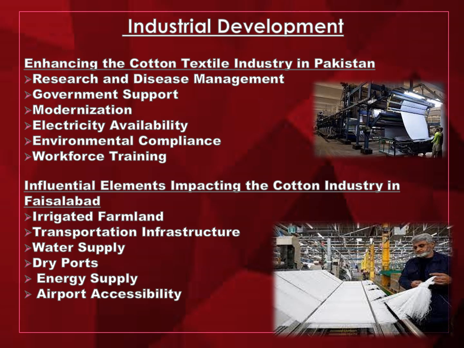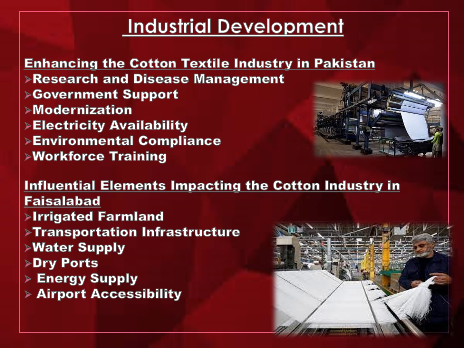Now, if we talk about the influential elements that impact the cotton industry in Faisalabad, first of all, the availability of irrigated farmland contributes to the cultivation of raw cotton, and the road and railway routes facilitate the transportation of goods, connecting the industry to the markets and ensuring an efficient supply chain. Rivers and barrages play a crucial role in supplying fresh water for washing cotton and supporting the production process. The presence of a dry port in Faisalabad facilitates exports and transportation to Karachi very easily.